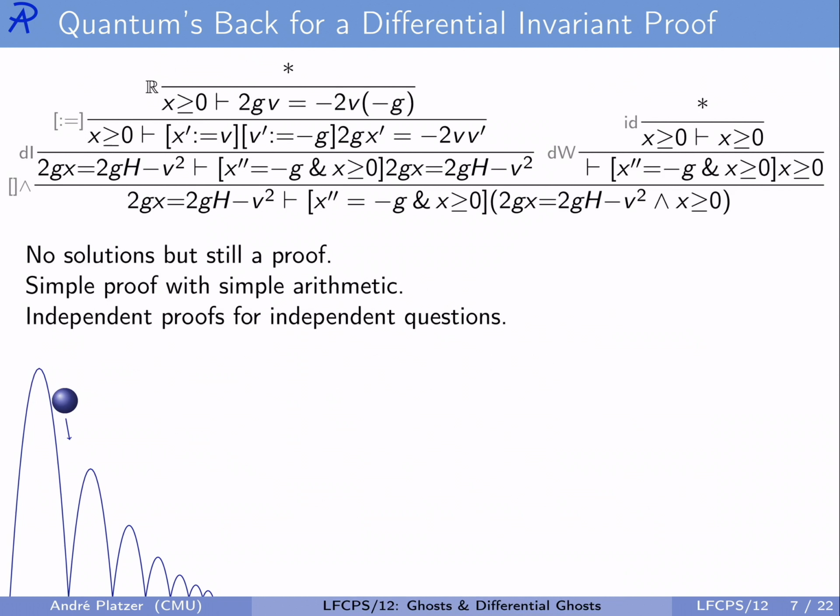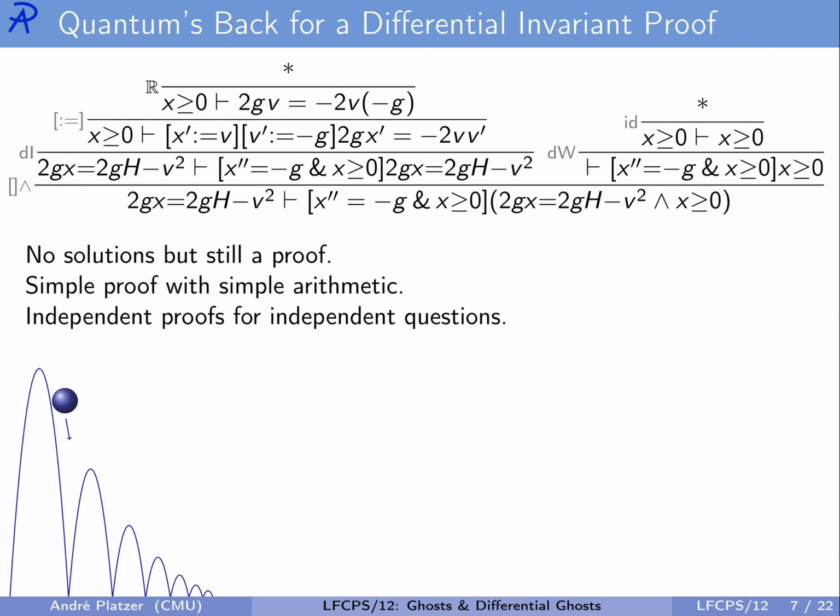We can now use this technology to do a proof of the bouncing ball using no solution axioms. Remember, in chapter 7, we were very proud of ourselves to have the first proof of a bouncing ball repetition loop, where we used the axiom to replace differential equations by their solutions and the quantifier over time. That was fine, but suppose we don't want to do that.